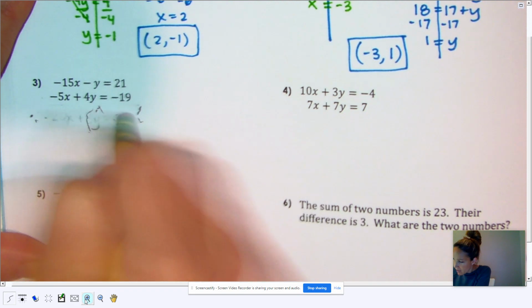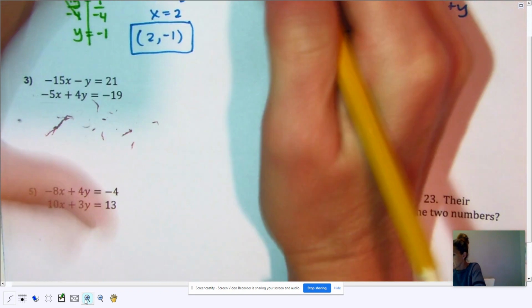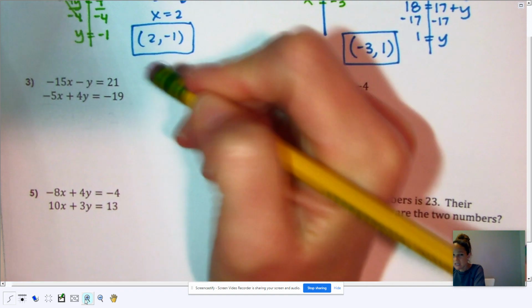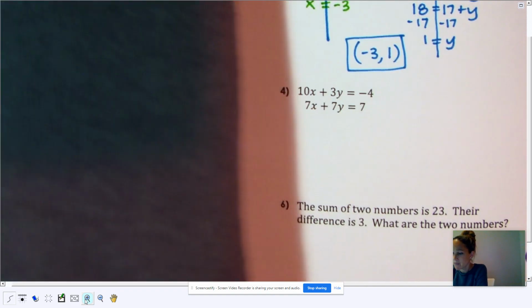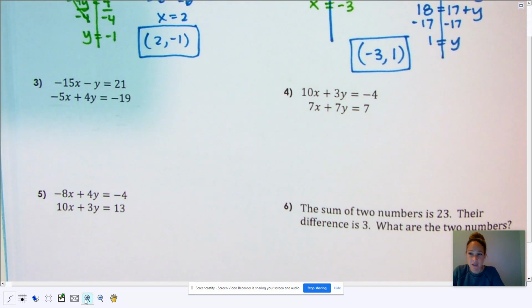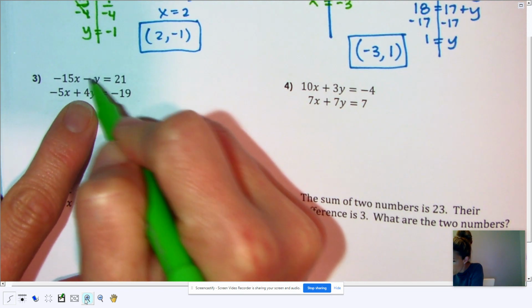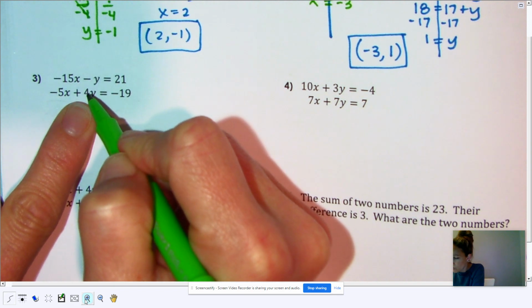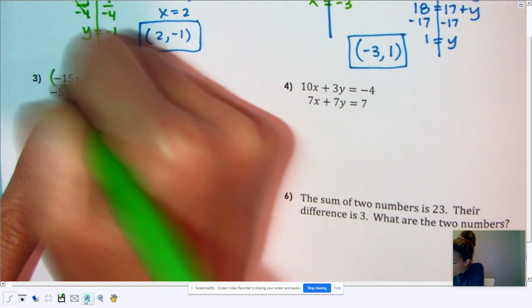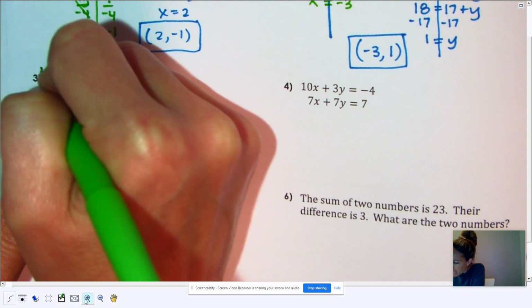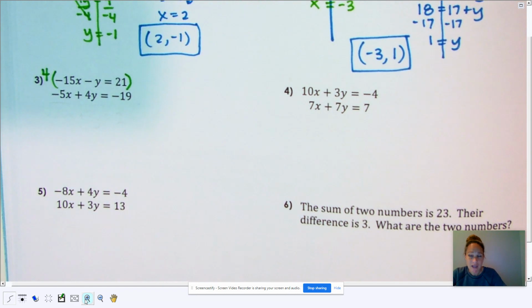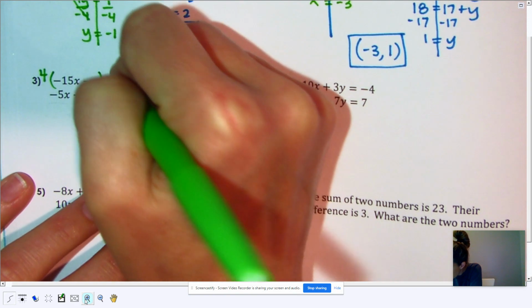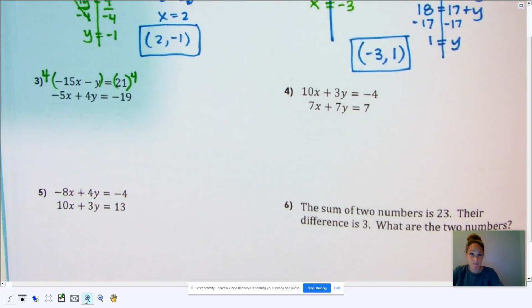Okay, so I'm going to erase that. That's why I wrote it in pencil, because even though it's fun to just keep adding things up, this one we have to do something else to it first. What I'm going to say is, well, if this had a 4 right there, I would have a negative 4y and a positive 4y. So I know that I am allowed to multiply by 4 as long as I do it to both sides of the equation, okay?